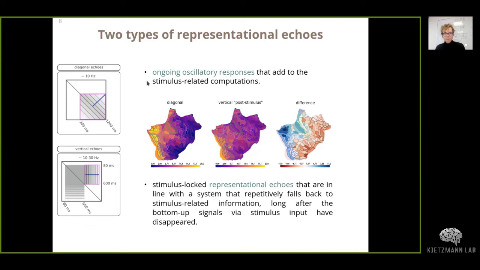Second, and finally, we have the vertical echoes. These we interpret to be stimulus-locked representational echoes that are in line with a system that repetitively falls back to stimulus-related information long after the bottom-up signals via the stimulus input have disappeared.